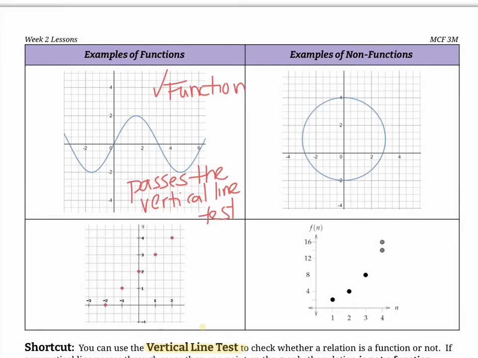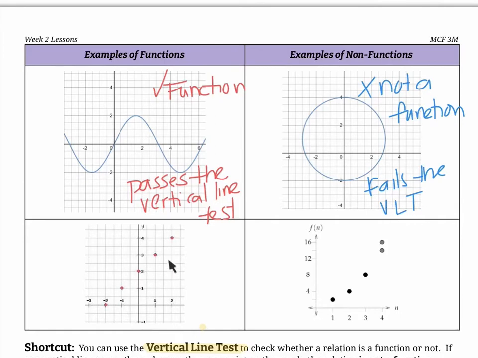How about this guy? Well, if I drew a line just here, then it only hits it once. But the vertical line test says if it fails it anywhere, it's automatically not a function. But here, you can see that when x is -1, it hits the relation more than once. Same with here, same with here, same with here. So this is not a function. And it's not a function because it fails the vertical line test, VLT, vertical line test.